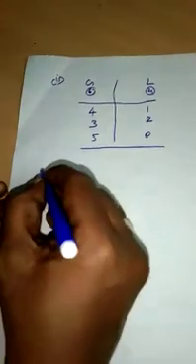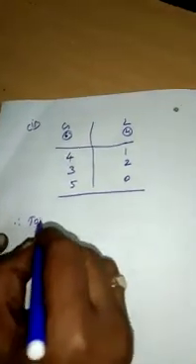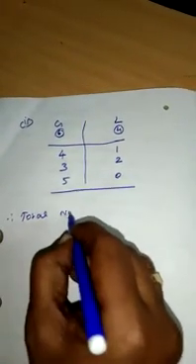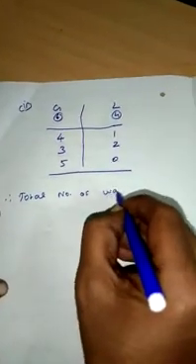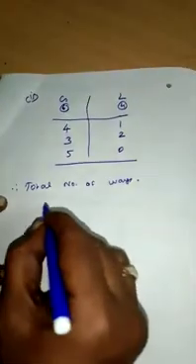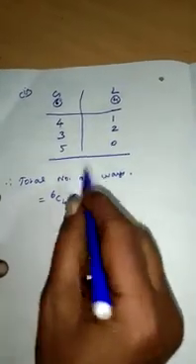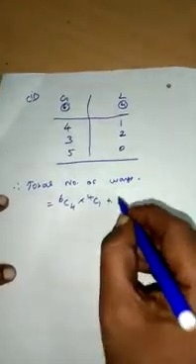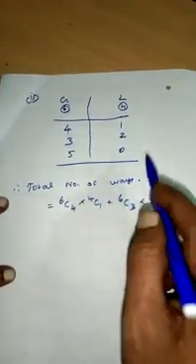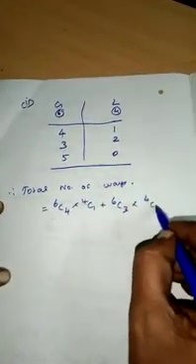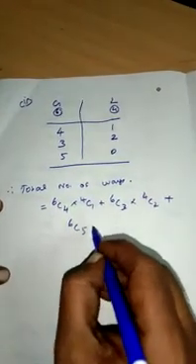Then total number of ways is equal to 6C4 into 4C1 plus 6C3 into 4C2 plus 6C5 into 4C0.